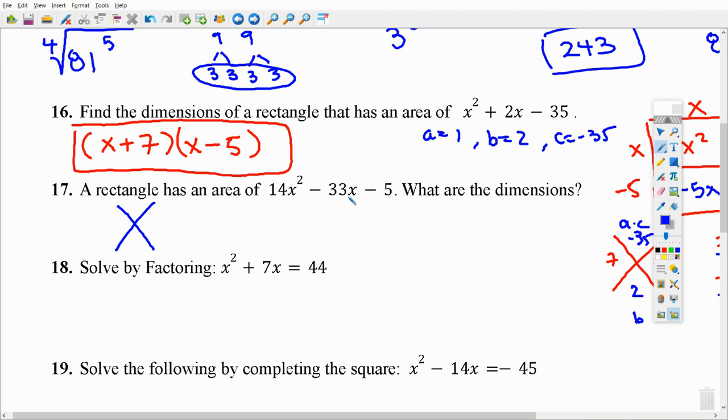So I'm going to have 14 times my negative 5. I'll get negative 70 on top. And then on the bottom, I'll have negative 33.